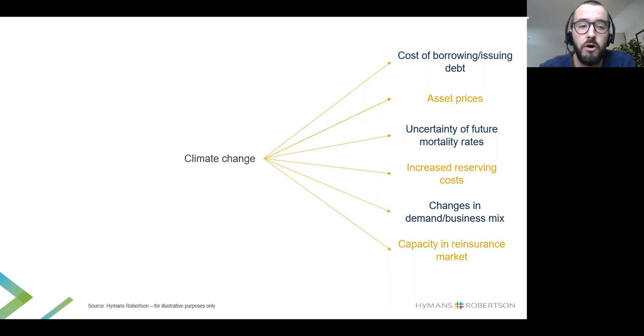You may have to hold extra capital. We hear talk of that maybe coming in the pipeline, that insurers will have to actually start increasing their reserves to protect against climate risk. And we may even see issues with capacity in the reinsurance market if reinsurers are continuously hit with the kinds of record-breaking losses that we're seeing at the moment, kind of year on year. And these are all potentially driven by climate change.